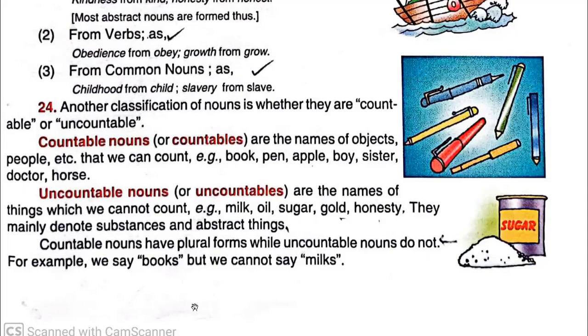For example, we say books, but we cannot say milks. That is why, because it is uncountable. Milk, oil, sugar, gold. Yes, ma'am, you mean the plural form of gold is gold, of sugar is sugar? Yes, itself, it is the same. The plural of milk is itself milk. Oil is itself oil. Sugar is itself sugar. And gold is itself gold. Also obedience, wisdom. We cannot count them in numbers, and we cannot give them any plural form by adding S or ES.